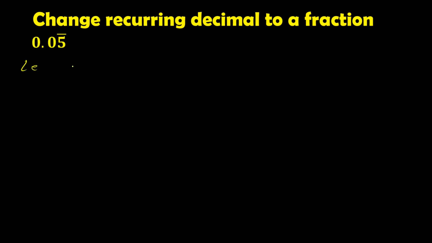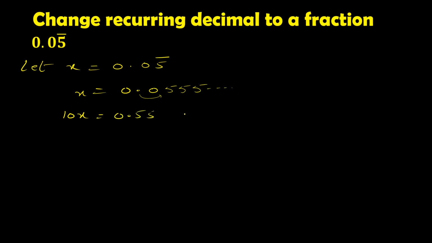Let us try this. x equals 0.05 bar. Here the bar is on 5, not on 0. So this time we can rewrite it as 0.0555 and so on. First of all, we multiply both sides by 10 and make 10x. The decimal moves one step to the right, so it becomes 0.555 and so on. But it's not giving us the answer. Now we multiply both sides by 100 and the decimal will move twice to the right. So it becomes 5.555 and so on. Now we subtract equation 1 from equation 2.